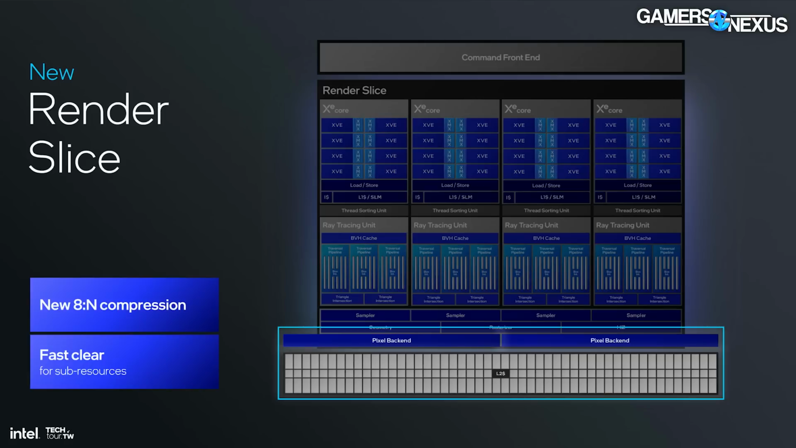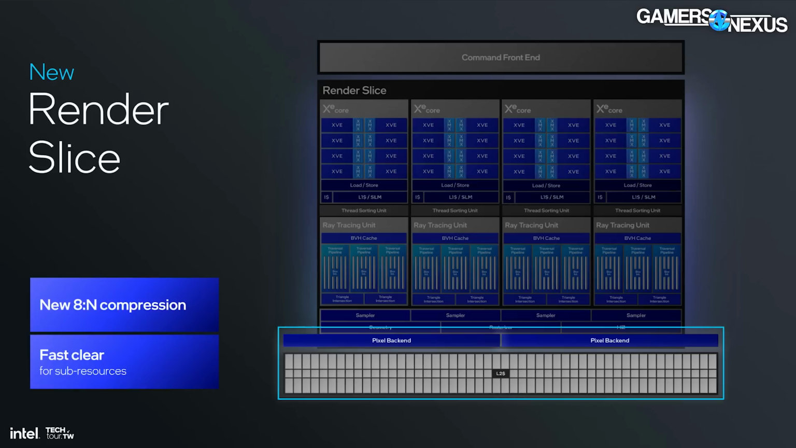But the next big improvement was to the compression algorithm. Intel said it supports a new 8 to N compression algorithm on the Pixel backend. This is when it spoke about clear performance as well, noting that the move to mark a bit instead of write zeros, quote, "is a no-brainer, but dramatically improves performance," end quote.